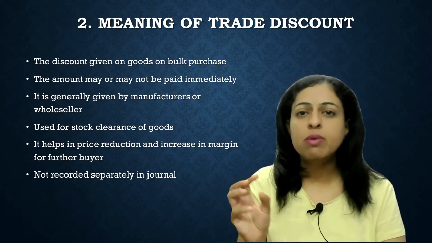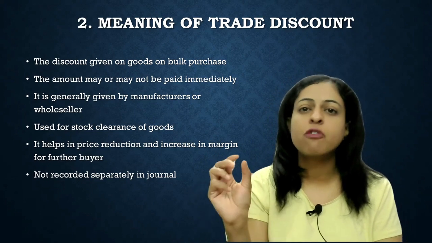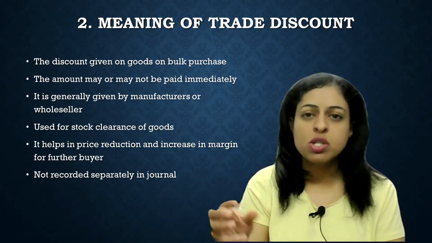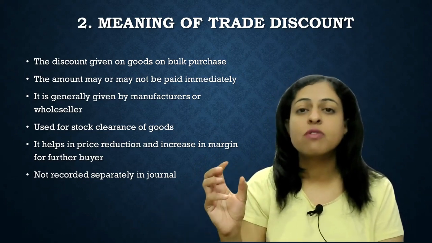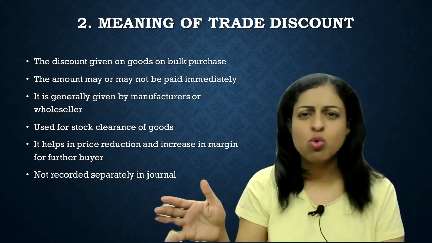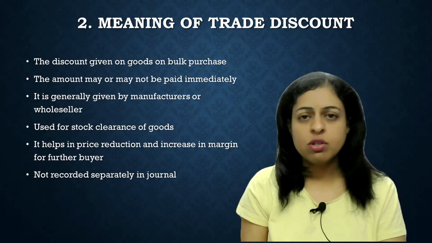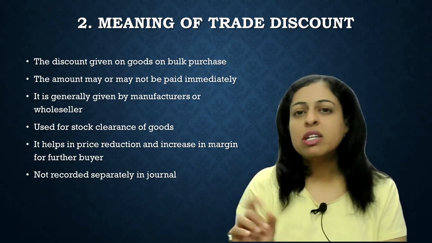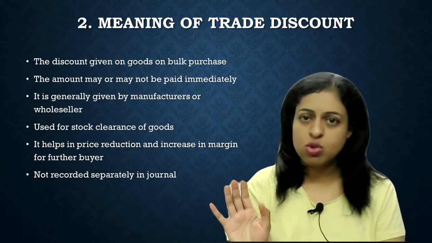And this discount may be a percentage like 5%, 10%. If you buy 1,000 units of a particular product, then I will give you 5%. If you buy 2,000, I will give you 7%. If you buy 10,000 units of that good, I will give you 10%, and so on. So they could have a fixated, decided discount which they will be giving on a particular bulk sale. So remember, trade discount is always given when they want to sell more goods.